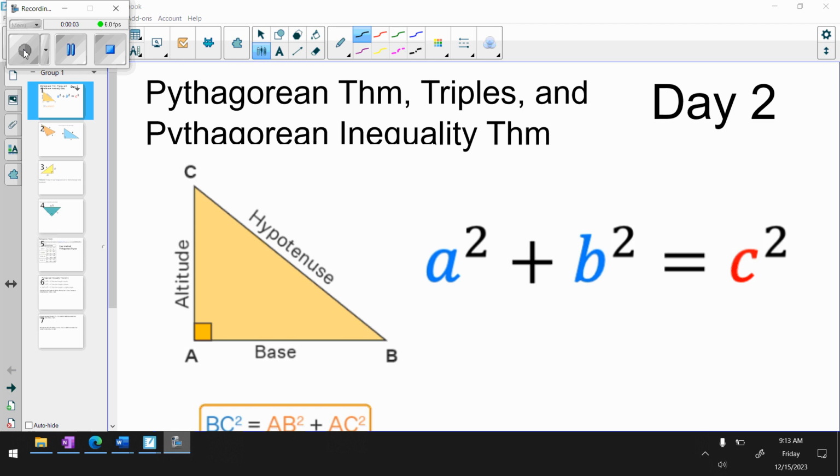All right, here we go. Day 2: Pythagorean theorem, Pythagorean triples, and the Pythagorean inequality theorem.